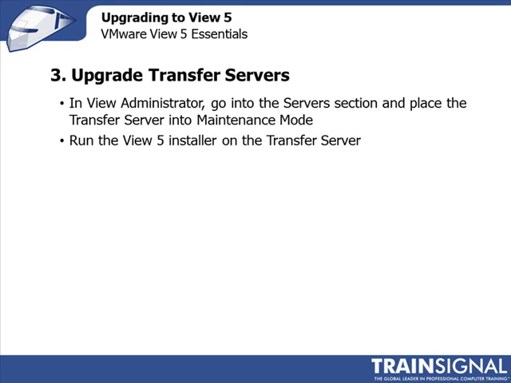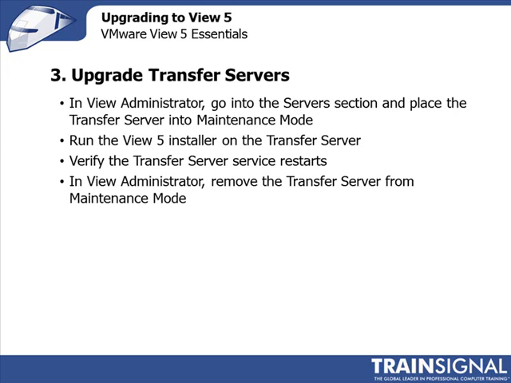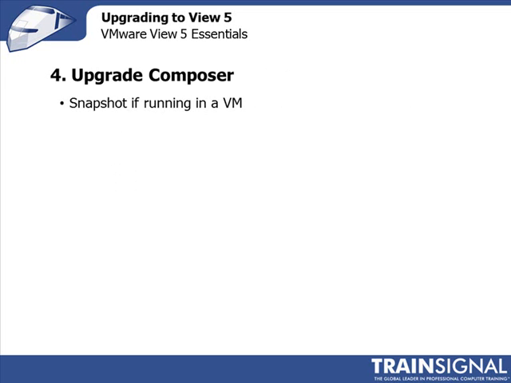Just like on the connection servers, it'll recognize that it's an upgrade and show you fewer options. Once the installer is done, make sure the transfer server service restarts. Then you can go into View Administrator and exit it from maintenance mode. Then you can upgrade View Composer.